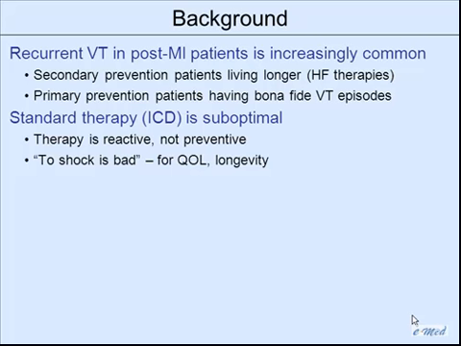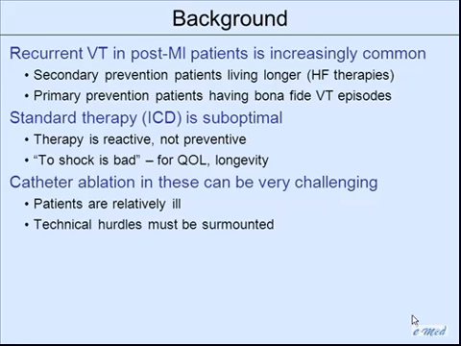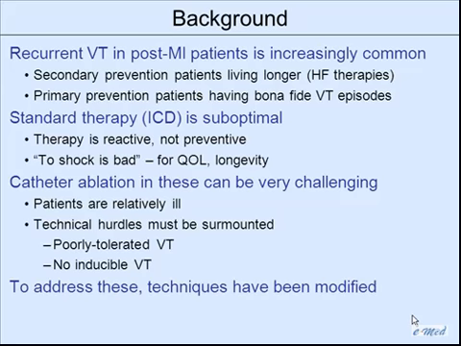We used to think that was a great thing, but now it's very clear that there is increased mortality and certainly decreased quality of life. But on the other hand, catheter ablation in these patients can be very challenging for a lot of us, even those who are very experienced with this. Patients are ill. They have a lot of comorbidities. VT is poorly tolerated or not inducible or non-sustained.